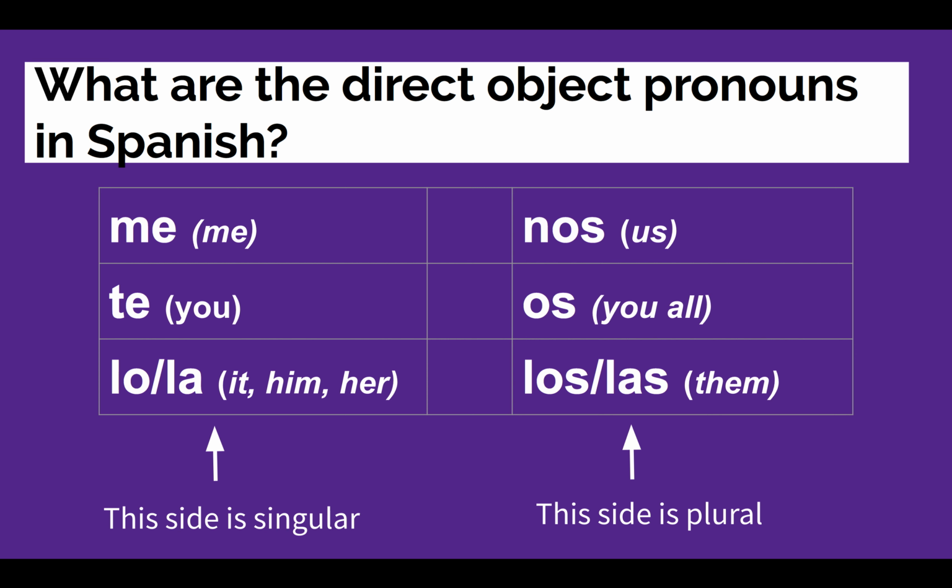So it's important to note that there is a singular side and a plural side. So when you're identifying that direct object, if the object is something singular, it's going to be on that left side of the column, one of those. If that object that you're identifying is something plural, it's going to be one of the ones on the right side of this chart.